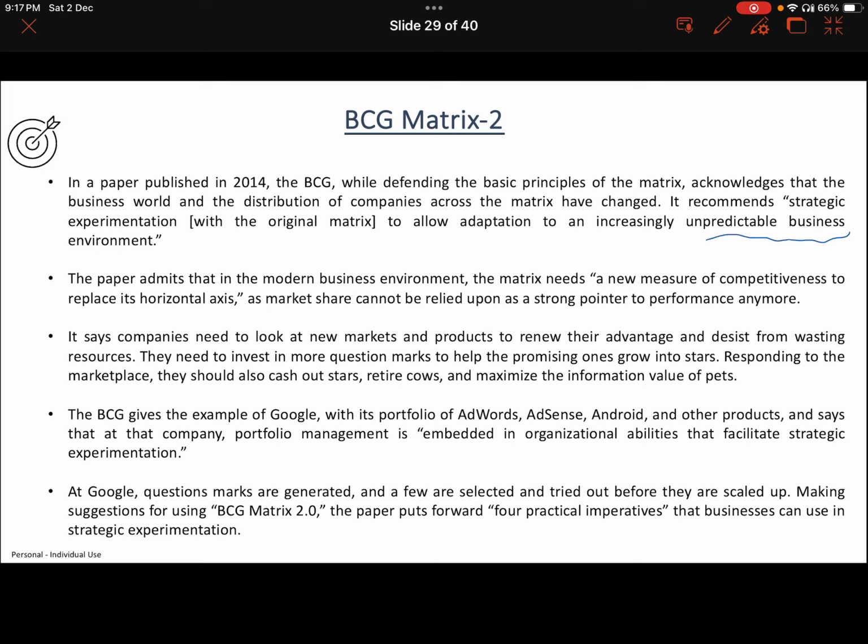So they were thinking of changing to a new measure of competitiveness to replace the horizontal axis. In the vertical axis we were measuring market growth, and here we had market share. Instead of market share, they wanted to have a new measure of competitiveness here. Earlier it was market share, so now they wanted to change it to competitiveness. So all these things were taken care of in the BCG matrix to address the criticisms.